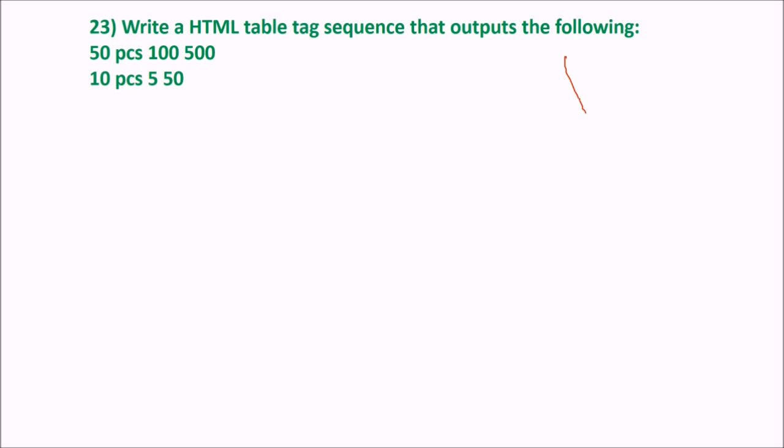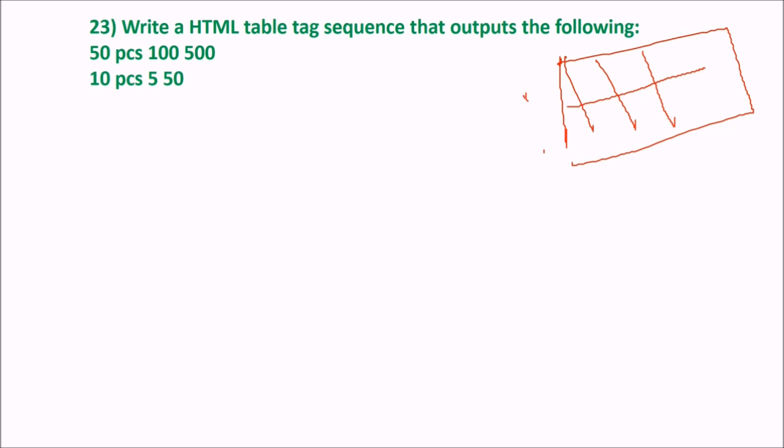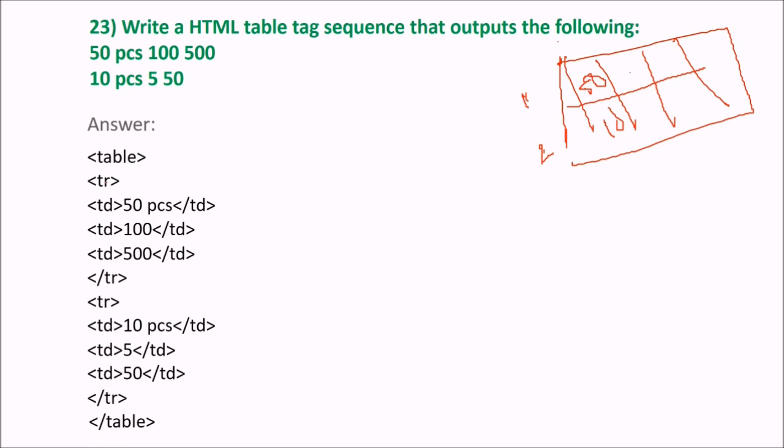Write an HTML table sequence that outputs the following: 50 pieces, 100, 500, 10 pieces, 550. So you need to have a table like this, and for this, how many rows? You can have 2 rows and 4 columns: 1, 2, 3 and 4. Here you'll see 50, 10, likewise. So the table you will start, this is your first row, so start with the table row and end the table row here. This is your first row. Then start a second row and end the second row, and then end the table.